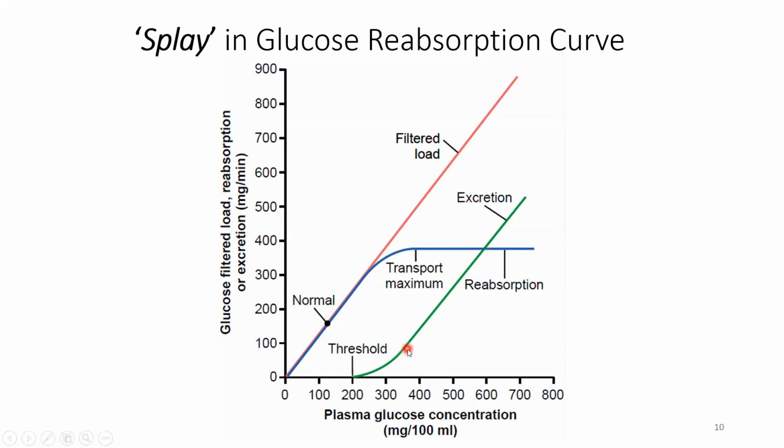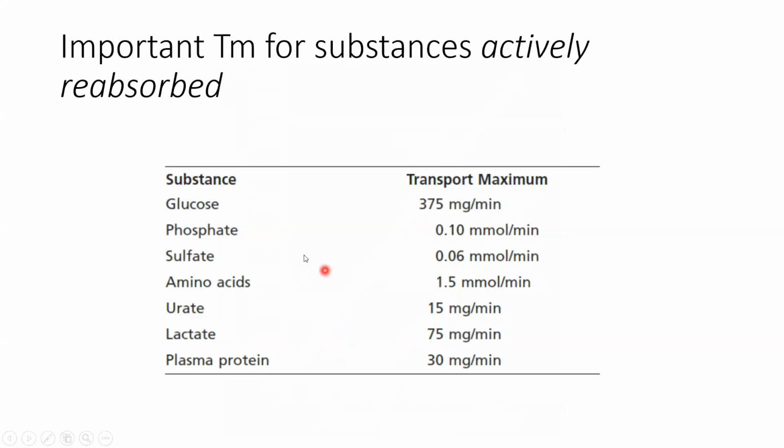And right about here, when the transport maximum has been achieved, you will have a free flow of glucose in your urine. So all of the glucose comes in the urine. This is an explanation of these three curves and the very important splay in the reabsorptive curve and the excretory curve. All right. Now some finishing points.